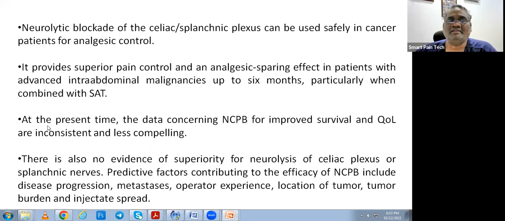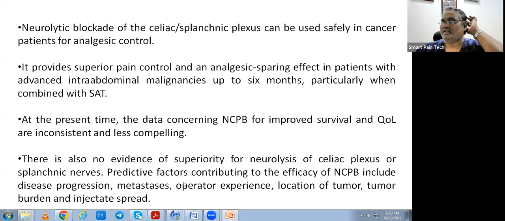Okay, at the present time, the data concerning NCP for improved survival and quality of life... so the blocks will not improve your overall survival. If the patient has to die in 6 months, he will die. It will not improve that. Again, there is also no evidence of superiority of neurolysis of the celiac plexus or the splanchnic nerves. It doesn't matter whether you give a celiac plexus block or a splanchnic nerve block; the efficacy is the same.